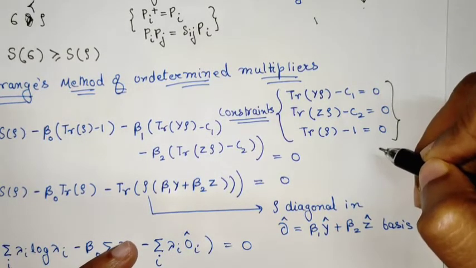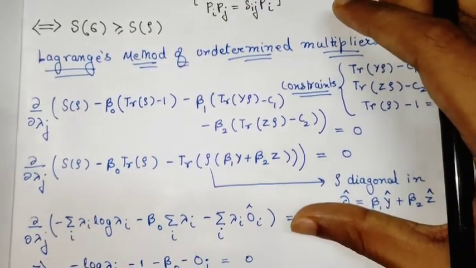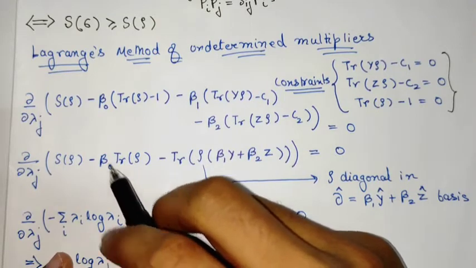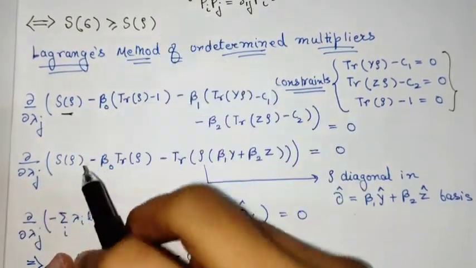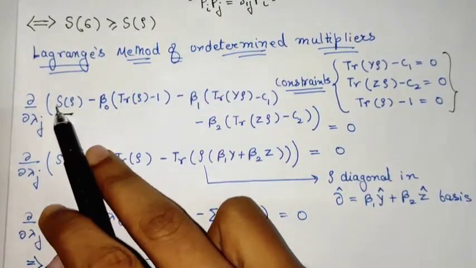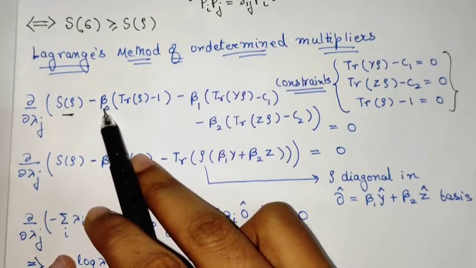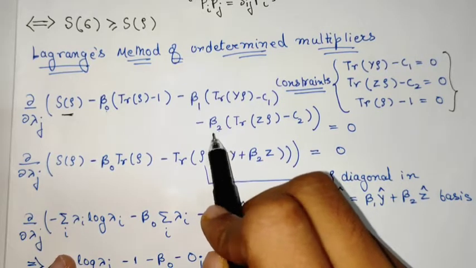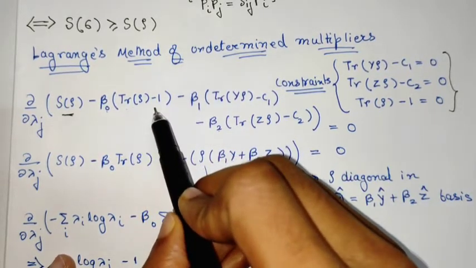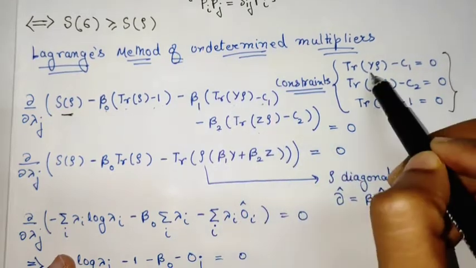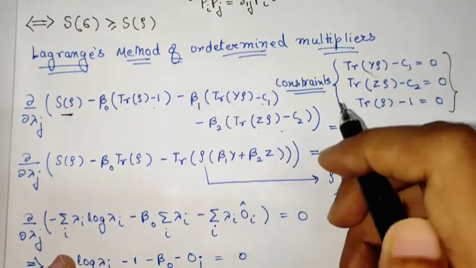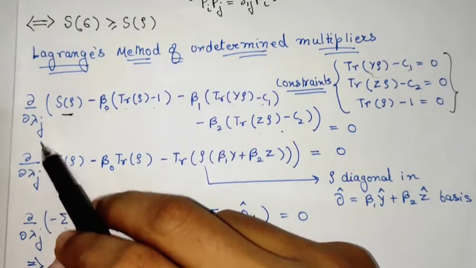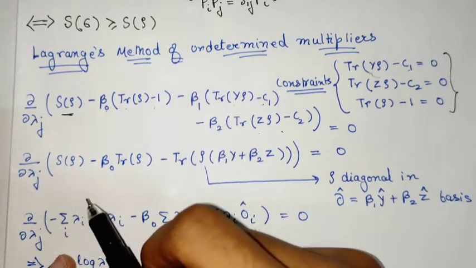Now we use Lagrange's method of undetermined multipliers, which says that you have to maximize this particular function S of rho. You take this function and introduce the Lagrange multipliers, these beta 0, beta 1, beta 2, and inside put whatever constraints you have. I have put these three constraints here. Now you just have to take the derivative, and we will soon see what this lambda j actually means.